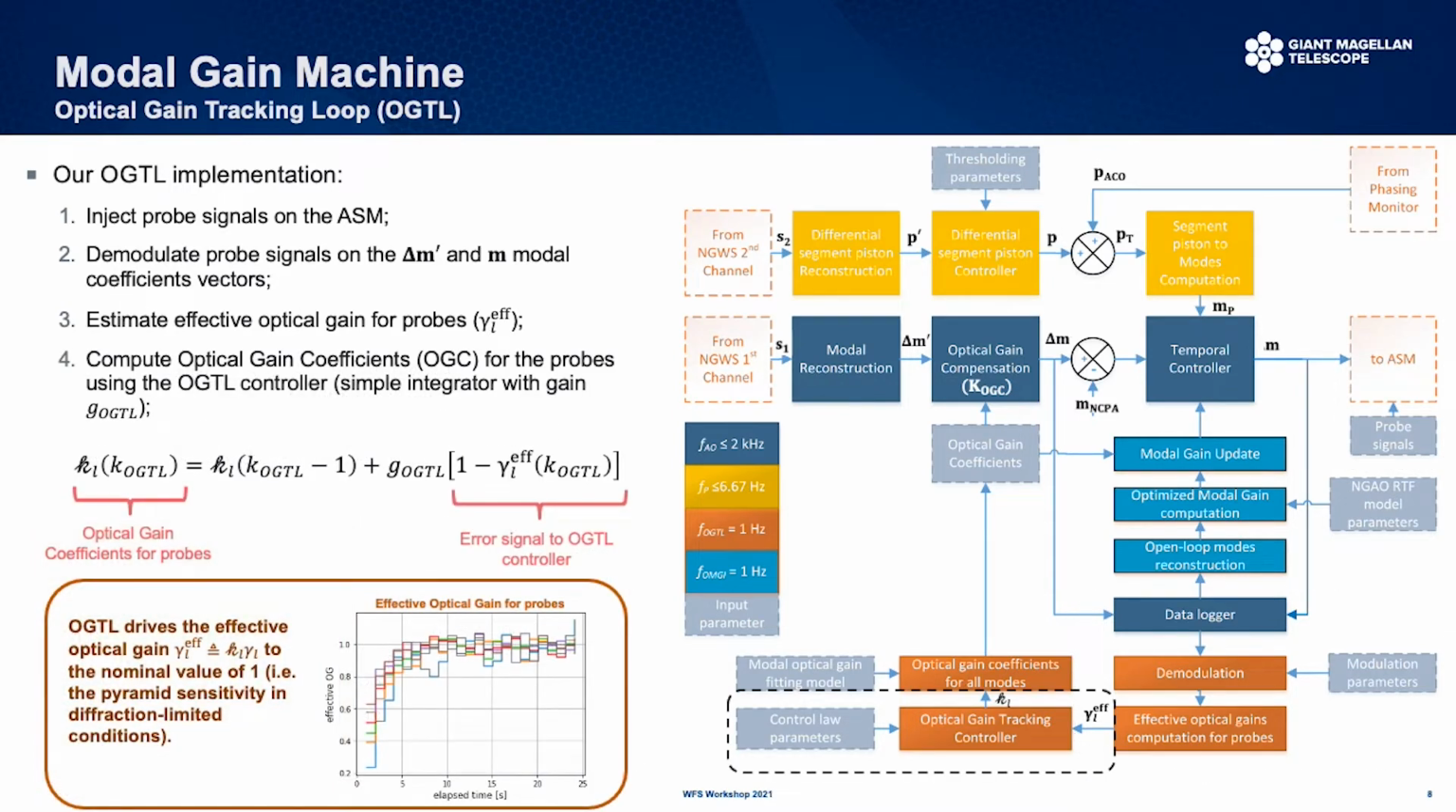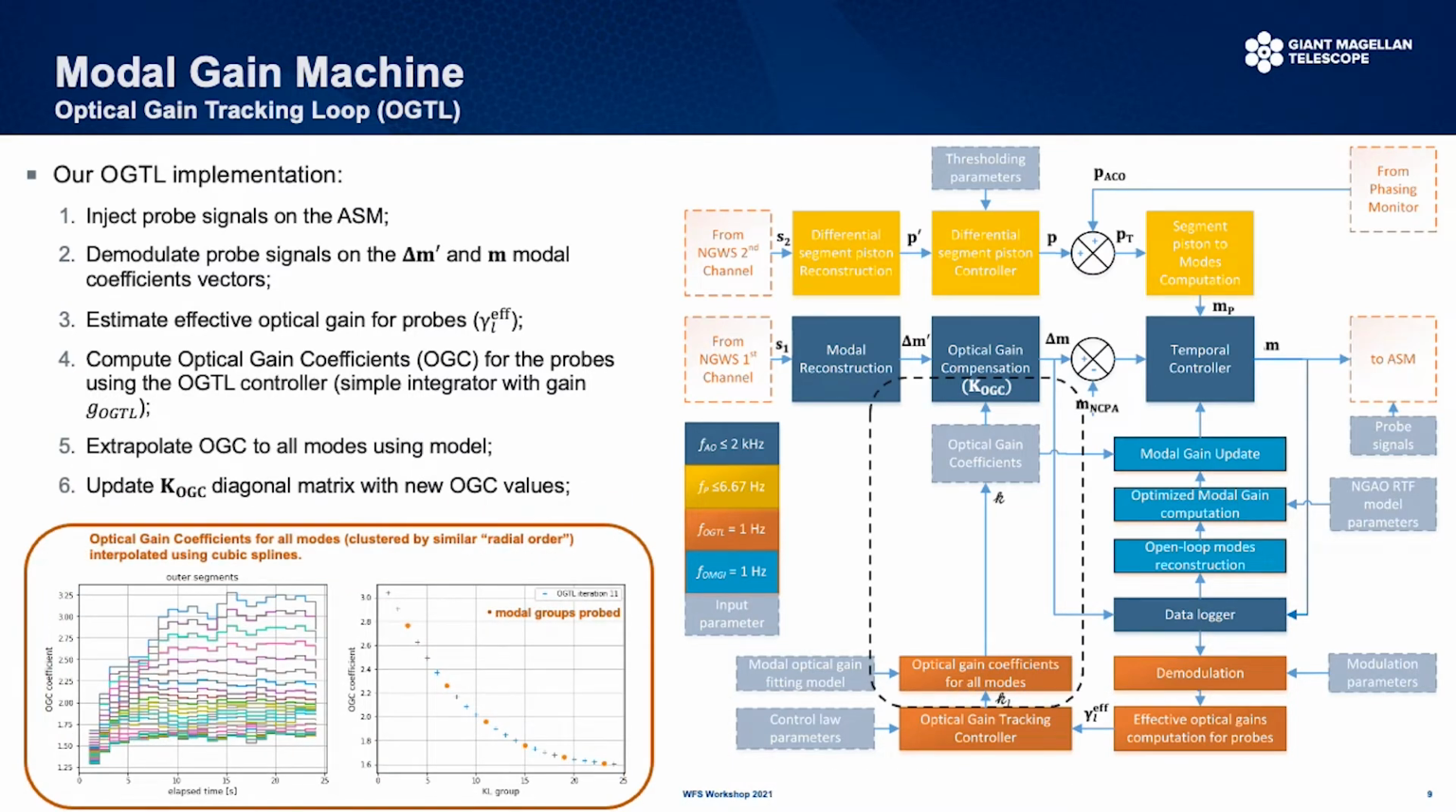The effective optical gains estimated at a given iteration of the OGTL loop are then used to compute the so-called optical gain coefficients for the probes using a simple integrator controller. After a few iterations, the OGTL will drive the effective optical gain to the nominal value of 1, that is, the pyramid sensitivity in diffraction limited conditions.